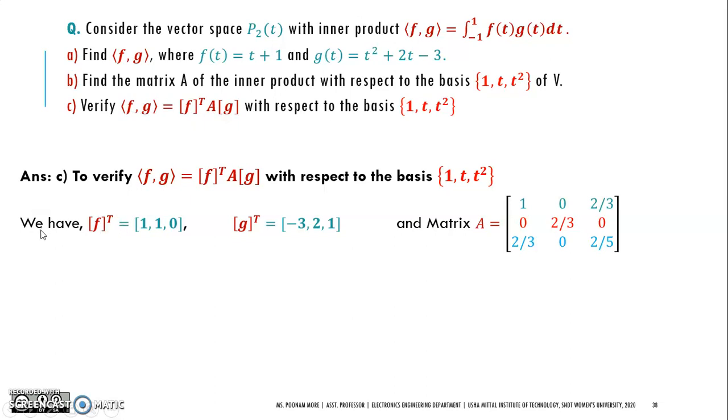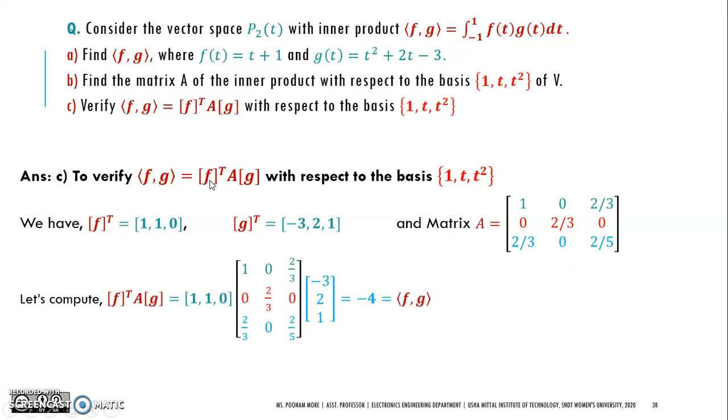Now we will proceed further with section C, where we have to verify this relation. We already have F transpose and G transpose from the equations of f of t and g of t, and the matrix A that we have already found in section B. Then we can proceed to calculate the term F transpose multiplied by matrix A multiplied by matrix G. Here the values of F transpose and G transpose are taken from these polynomials in the order of this basis.